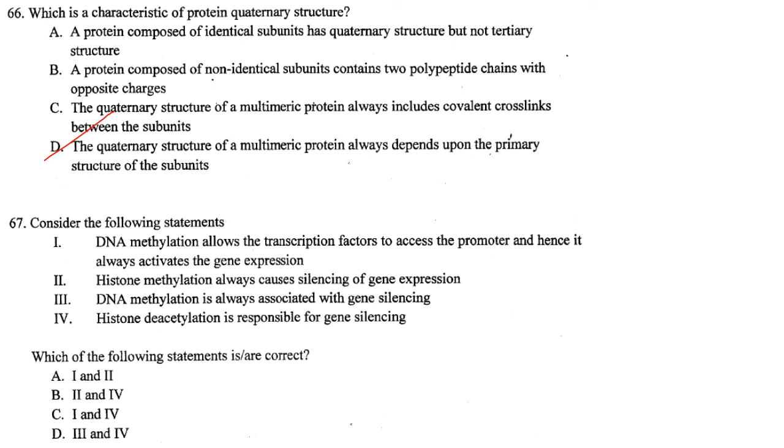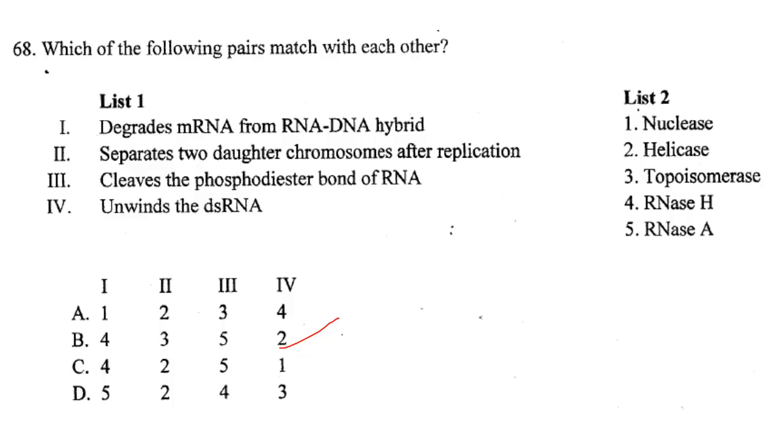Then what is the characteristic of protein quaternary structure? The quaternary structure of a multimeric protein always depends upon the primary structure of the subunits. Answer is option D. Then 67, this question was deleted. Then which of the following pairs match with each other? Degrades RNA from an RNA-DNA hybrid. So it is RNase H. So 1, 4.